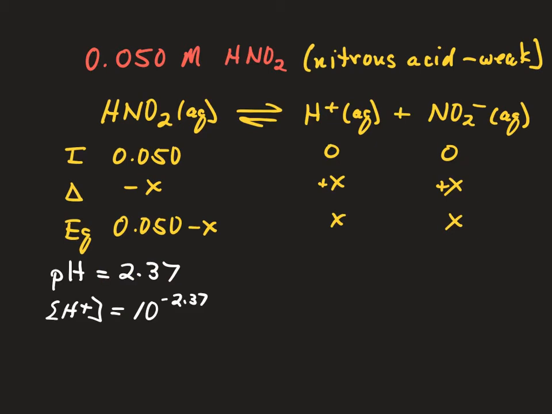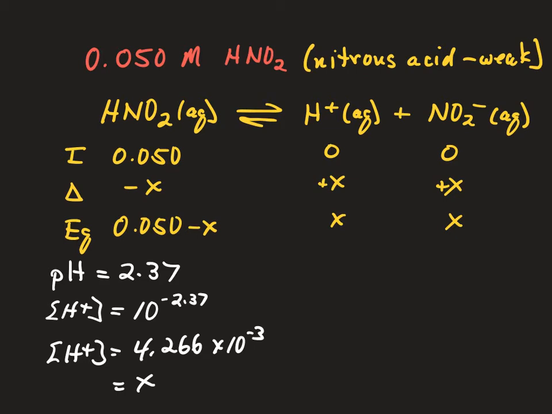If our pH is 2.37, then we can find our concentration of hydrogen ions by raising 10 to the negative 2.37, and we get that our concentration of hydrogen ions is 4.266 times 10 to the minus 3 molar. But that's equal to x.